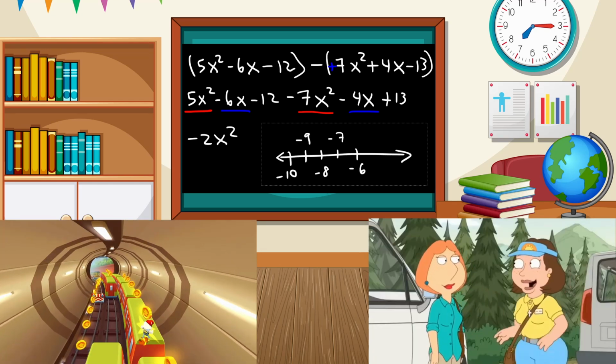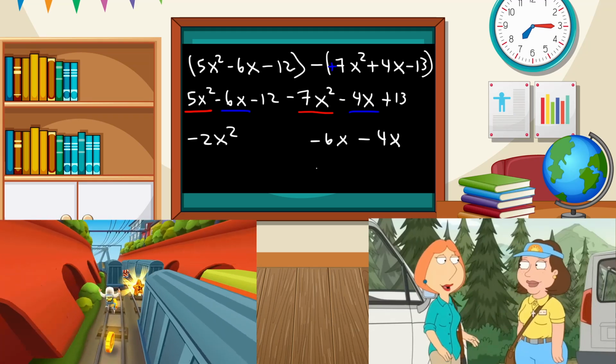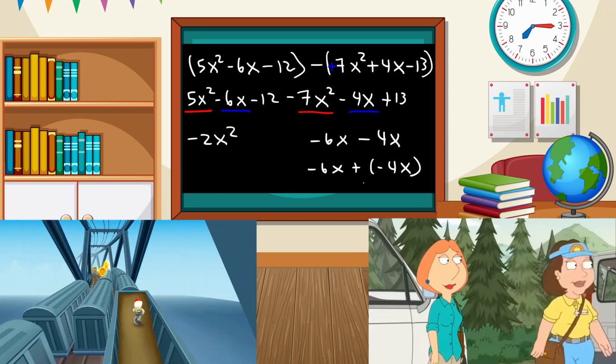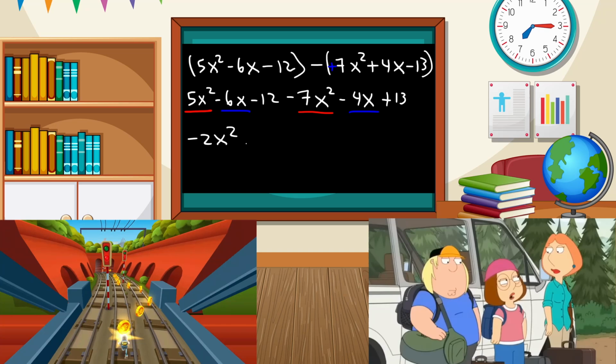And so negative 6x minus 4x, which is the same as negative 6x plus negative 4x. So you can read it like this, or you can read it like this, because a negative times a positive is a negative. Either way, it will still give you negative 10x.